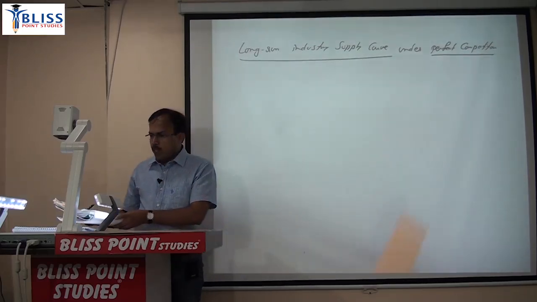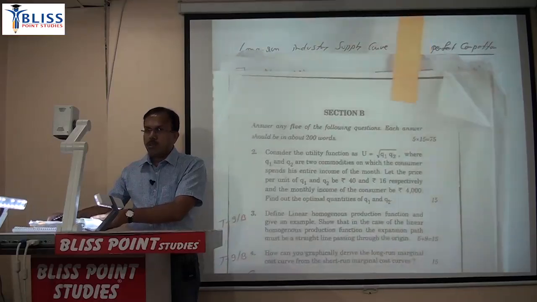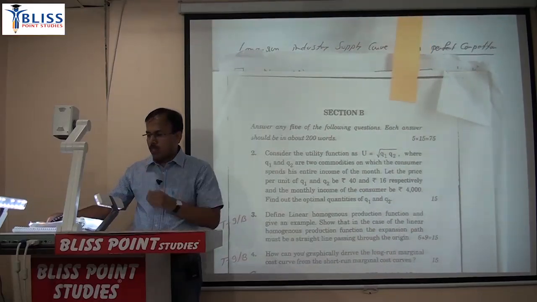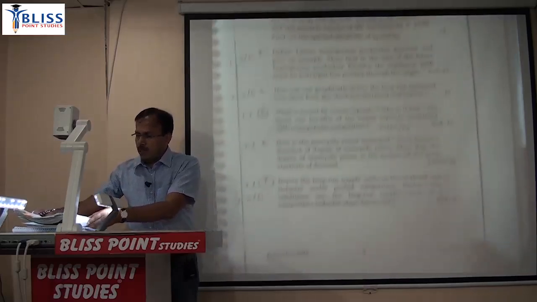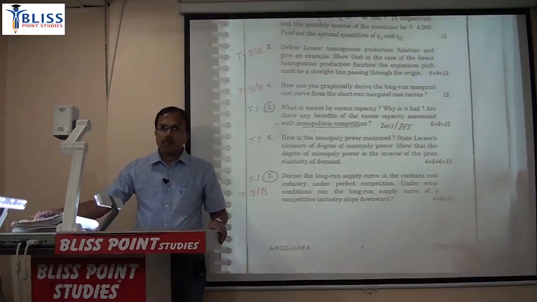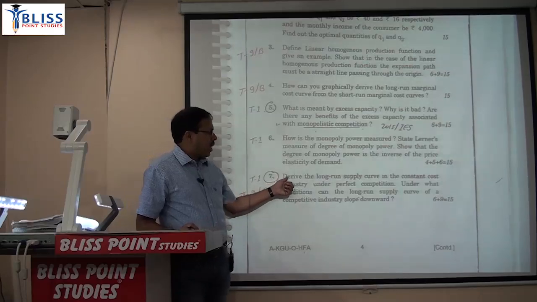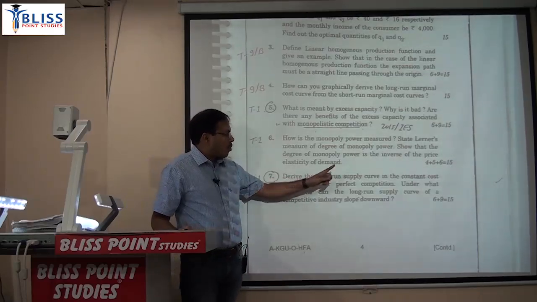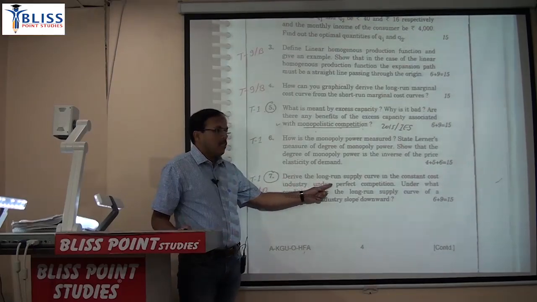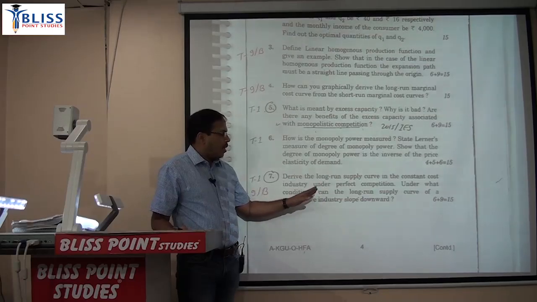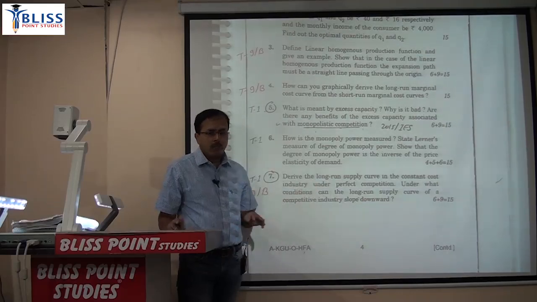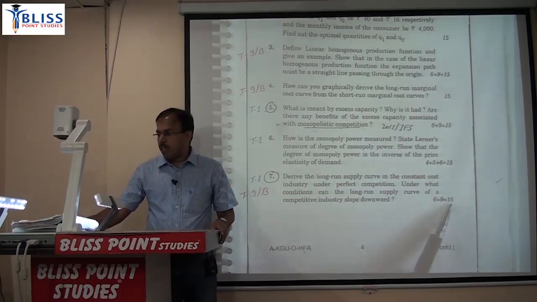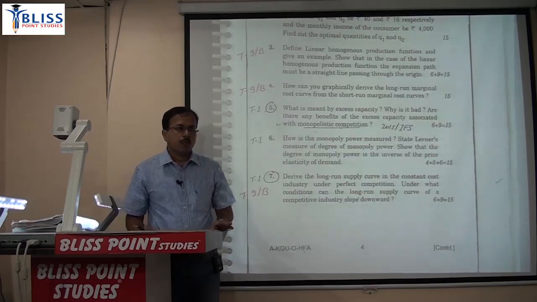Now just before writing, this was the question paper of economic service in 2015, and in that, question number 7: Derive the long run supply curve in the constant cost industry under perfect competition. Under what condition can long run supply curve of competitive industry slope downward? So this is 6 plus 9, 15 marks का question है.